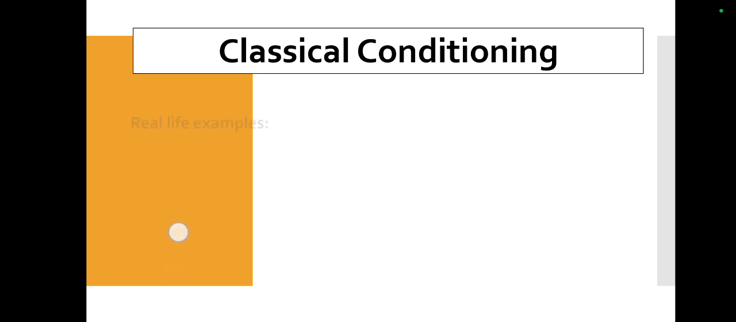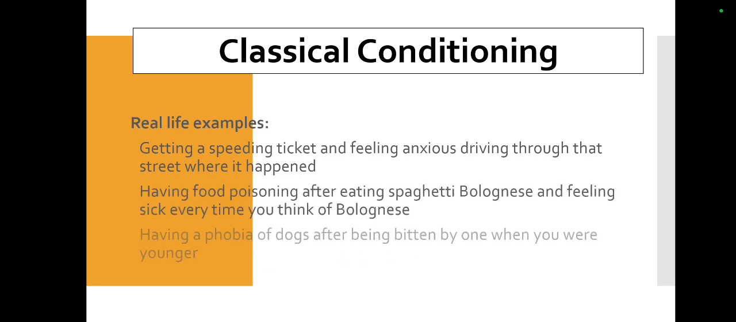Okay, so hopefully that was a bit of food for thought. These are 3 other examples that I'm giving you. You could add these to the top of page 6 if you want to, just so that you are familiar with what we mean by classical conditioning. But getting a speeding ticket on a particular road and then feeling anxious when you are driving through that road from that point forward. Having food poisoning after eating spaghetti bolognese and then feeling sick every time you think of it.